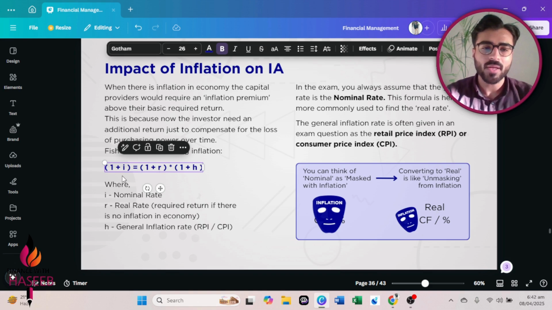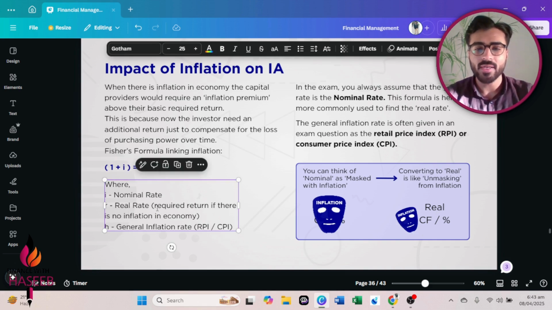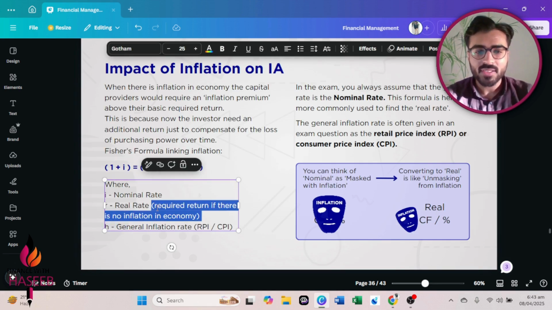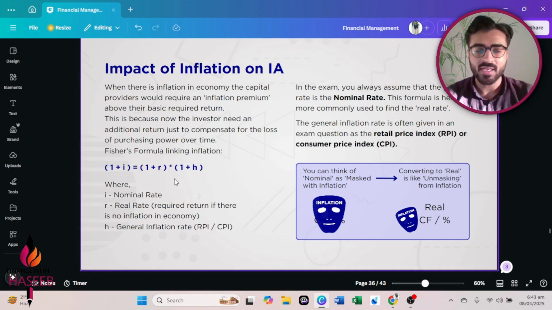What is the Fisher's formula? So 1 plus i, what is i? i is the nominal rate, is equal to 1 plus r. What is r? r is the real rate, meaning the required return if there is no inflation in an economy. And then what is h? h is the general inflation rate. So this is how these three things are linked together. So if you want to find the real rate, you are going to rearrange this formula to find the real rate.